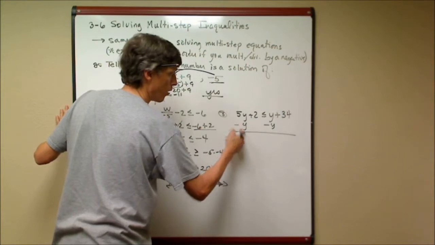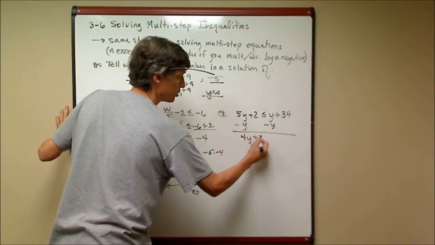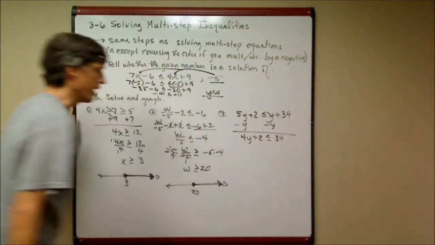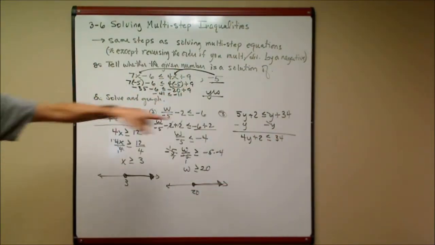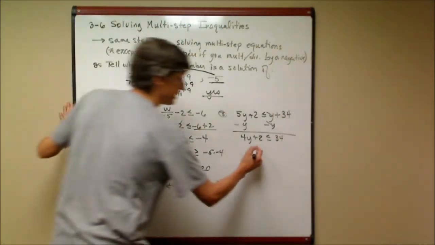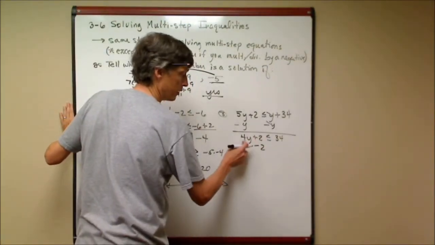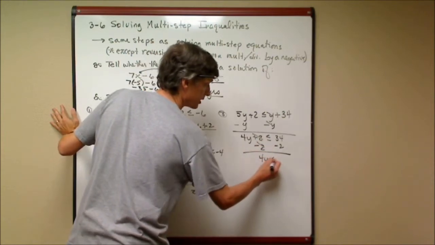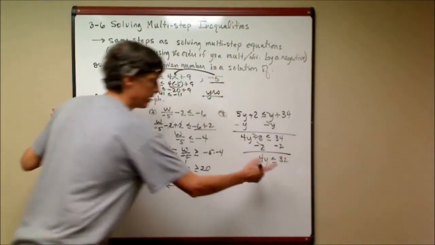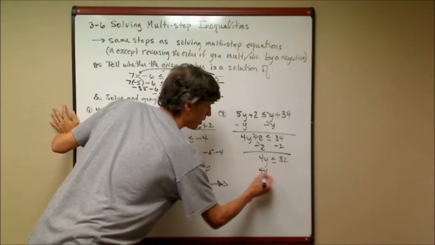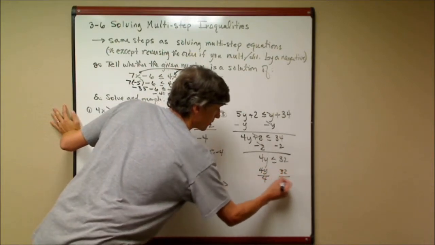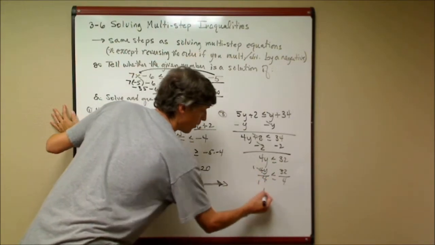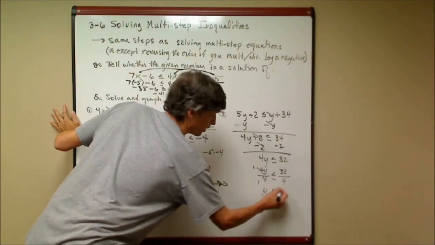5y minus 1y is 4y, plus 2 less than or equal to 34. Now it's much simpler, it's a two-step. I'm going to get rid of the plus 2 by subtracting 2, undo the adding before undoing the multiplying, so I'm going to subtract 2 from both sides. I get 4y is less than or equal to 32, and now I'm going to divide both sides by 4. And because I'm dividing by a positive, the order stays the same. I have 1y, or y is less than or equal to 8.